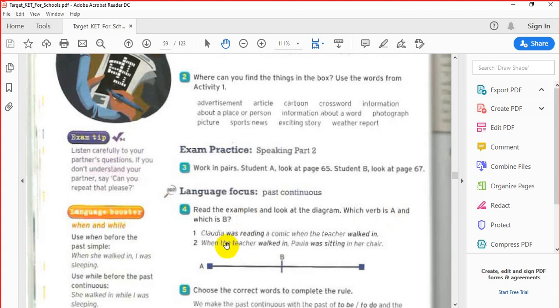So let's read the example number 1. Can you read the example number 1, Emma? Yes. Claudia was reading a comic book when the teacher walked in.